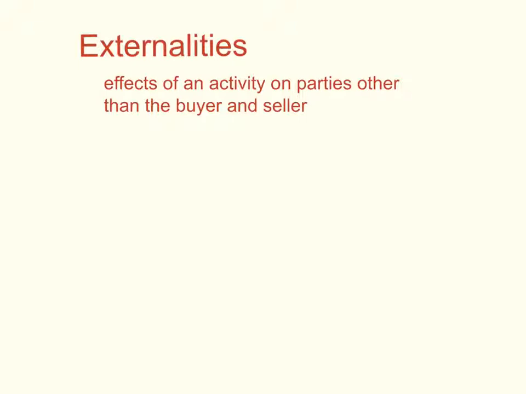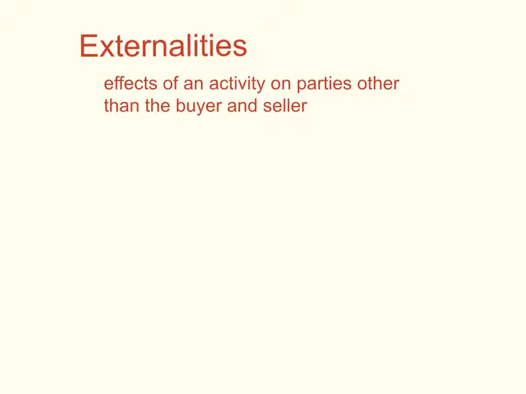In this hint, we're going to talk about externalities. Now, what is an externality and when does it occur? Externalities are effects of an activity on parties other than the buyer and the seller, sometimes known as third parties. So, the interesting thing about externalities is they can be negative or they can be positive.